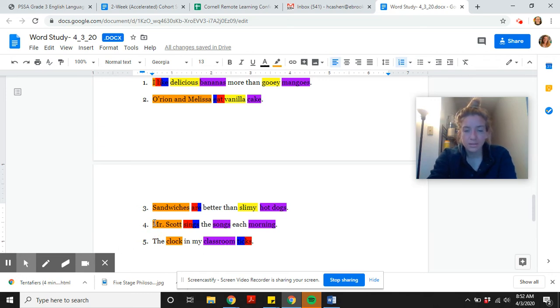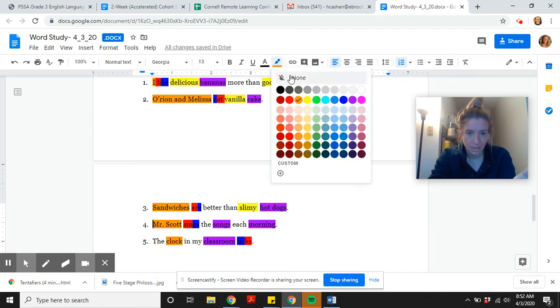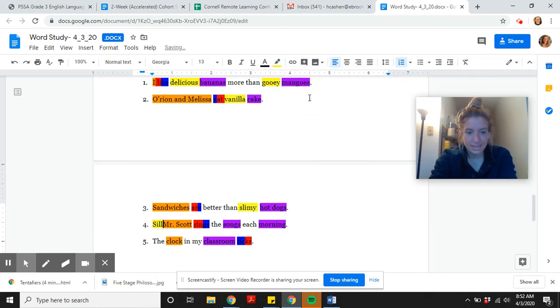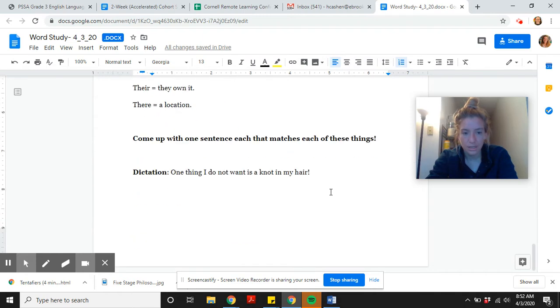Mr. Scott sings the songs each morning. I'm going to describe Mr. Scott here because even though he's a subject, he's still a noun. So I'm going to say silly Mr. Scott sings the songs each morning. That's an adjective because it describes the noun, and the noun is Mr. Scott. The clock in my classroom ticks. I'm going to describe one of those words.